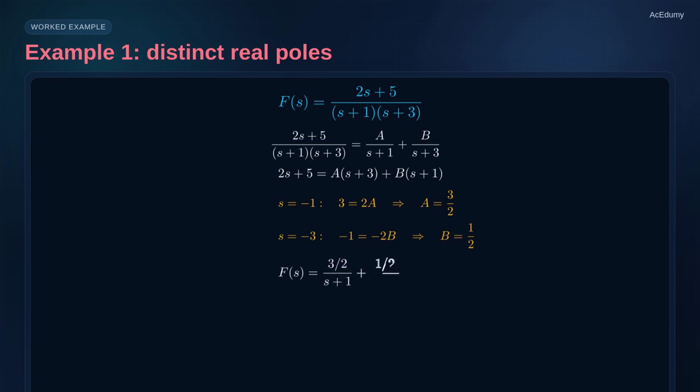To find b, set s equal to minus 3. The a term vanishes and we get minus 1 equals minus 2b, so b equals 1 over 2. Therefore, f of s is 3 over 2 over s plus 1 plus 1 over 2 over s plus 3. Inverting term by term gives f of t equals 3 over 2 e to the minus t plus 1 over 2 e to the minus 3t.